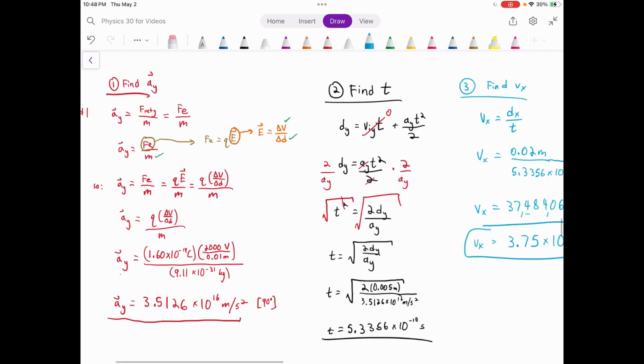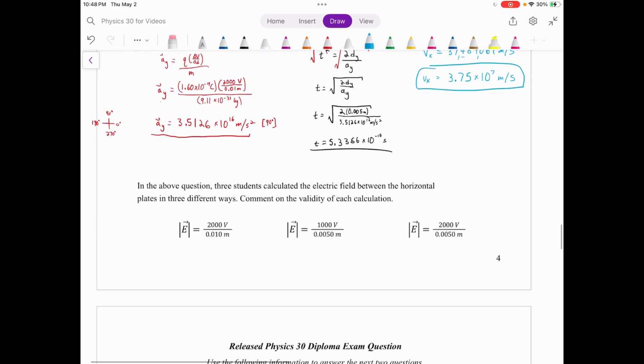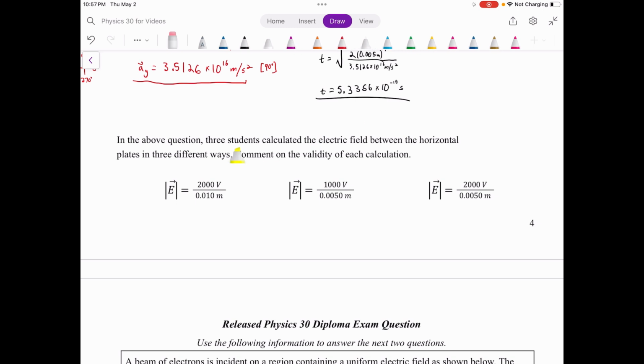All right, okay, so there we go. Let's try this one out. It just asks, in the above question, 3 students calculated the electric field between the horizontal plates in 3 different ways. 1, 2, 3. Comment on the validity of each calculation.